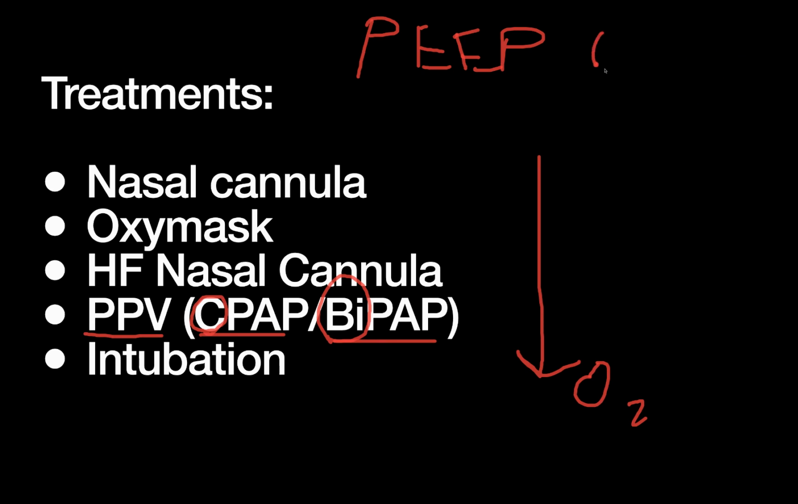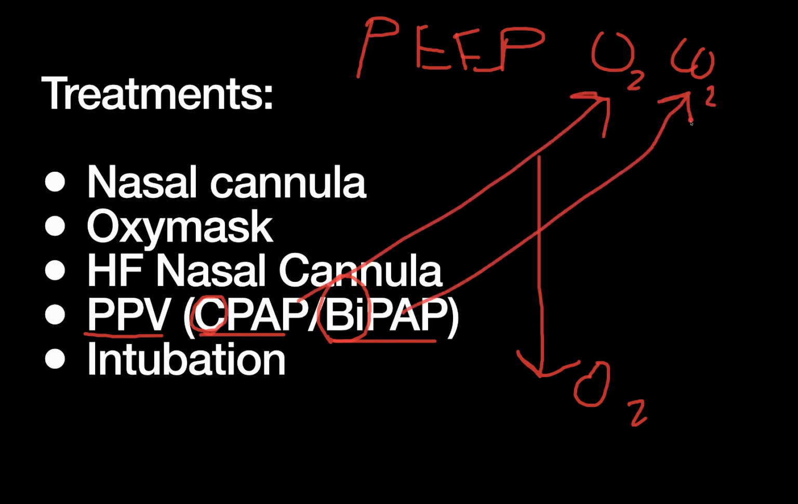If we think back to that oxygen and CO2 spectrum we were talking about, the CPAP is good for oxygenation, while the BiPAP gives oxygenation in addition to CO2 clearance.